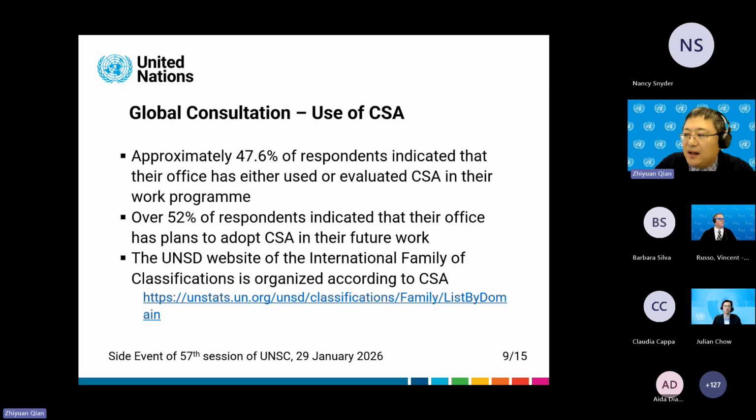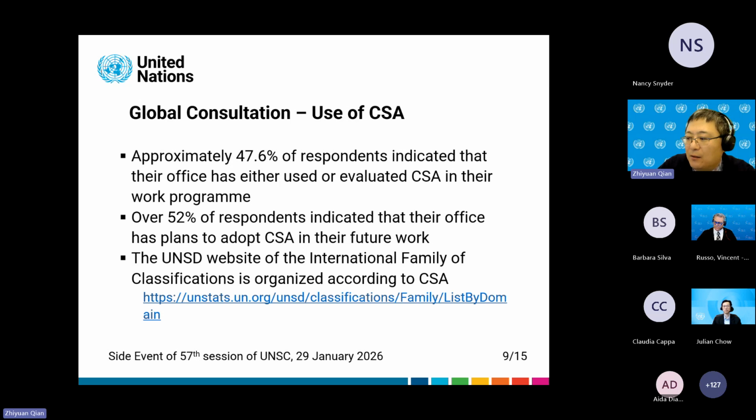Approximately 47.6% of the respondents indicated that their office has either used or evaluated CSA in their work program. About half of them, right? We hope the other half can also catch on and start using the CSA. And over 52% of respondents indicated that their office plans to adopt the CSA in their future work.